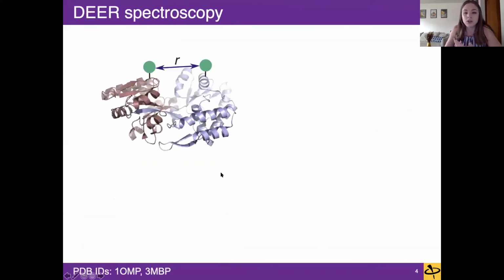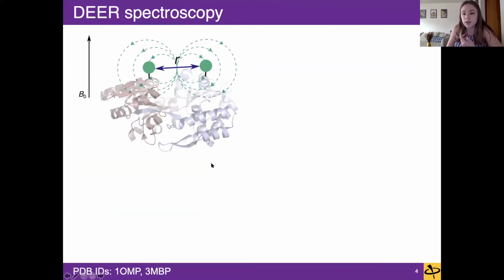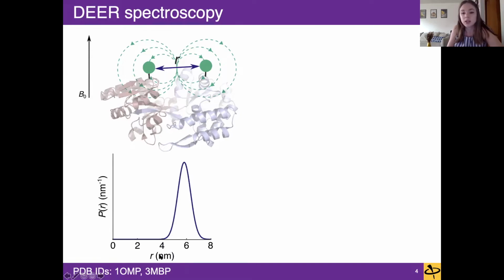So double electron-electron resonance, or DEER, extrapolates a full range of distances on the nanometer scale. And this is typically done by placing two unpaired electrons at specific sites of a protein of interest using a method known as site-directed spin labeling. Then when placed within a magnetic field, the magnetic dipolar coupling between these unpaired spins can be measured with the DEER technique, and from that a distance can be determined, generally in the range of 2 to 10 nanometers.